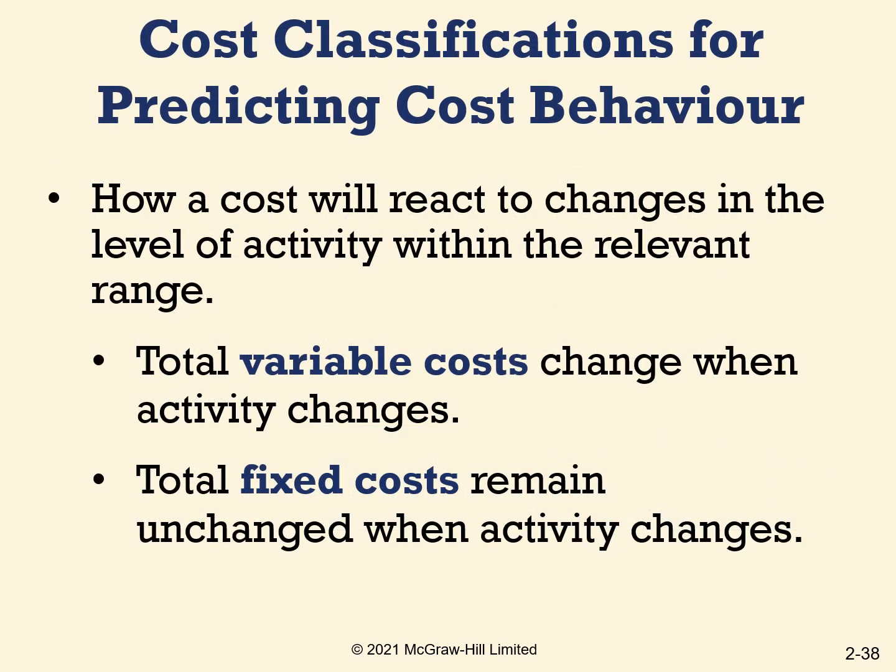All right, so now we're going to look at cost classifications for predicting cost behavior. How a cost will react to changes in the level of activity within the relevant range is its cost behavior. So we have two kinds of costs we generally are looking at. One is variable costs. Variable costs will change when the activity changes, and fixed costs will remain unchanged when the activity changes. And we're going to explain a little bit more about them in the next slide.